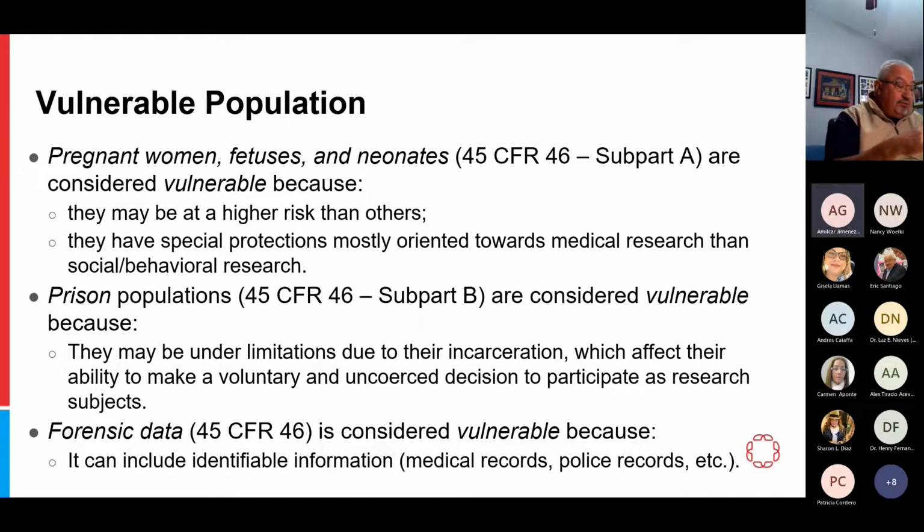Pregnant women, fetuses, and neonates are defined through 45 CFR 46 subpart B, and they're considered vulnerable because they may be at higher risk than others. And of course, they should have special protections, mostly oriented towards medical research and social behavior. Prison populations can be vulnerable because usually they are under limitations due to the incarceration, which affects their ability to make any voluntary and uncoerced decision to participate in research.